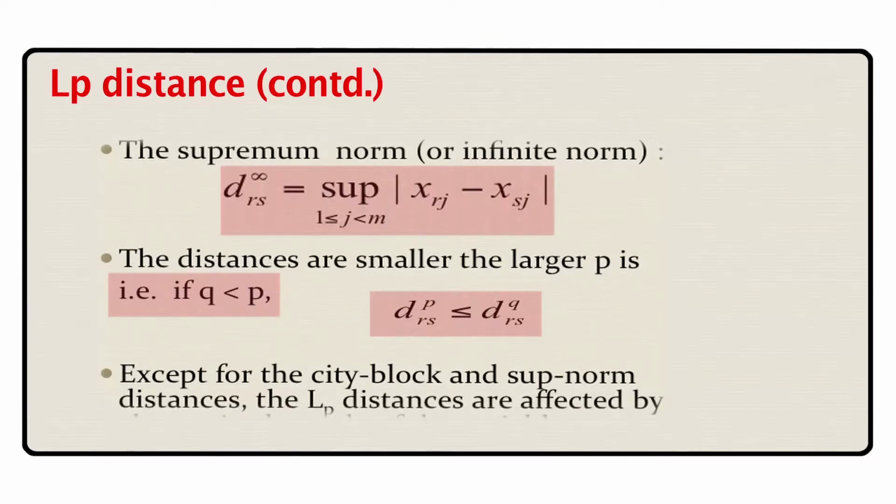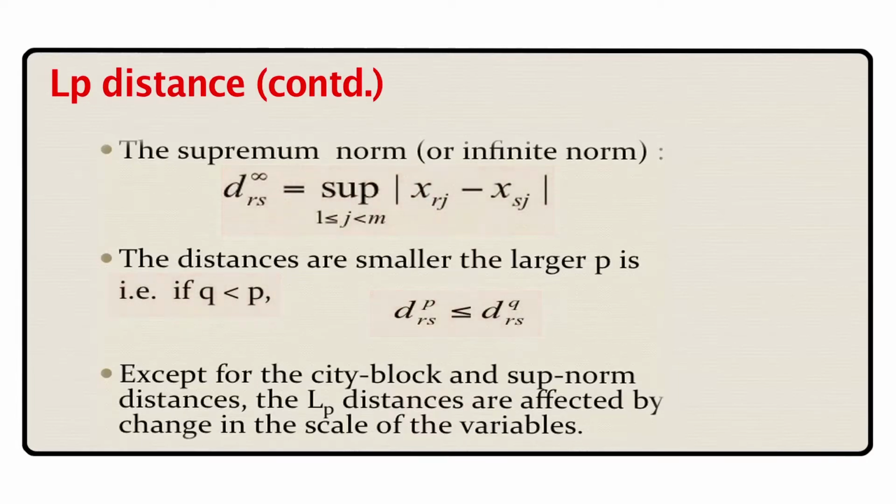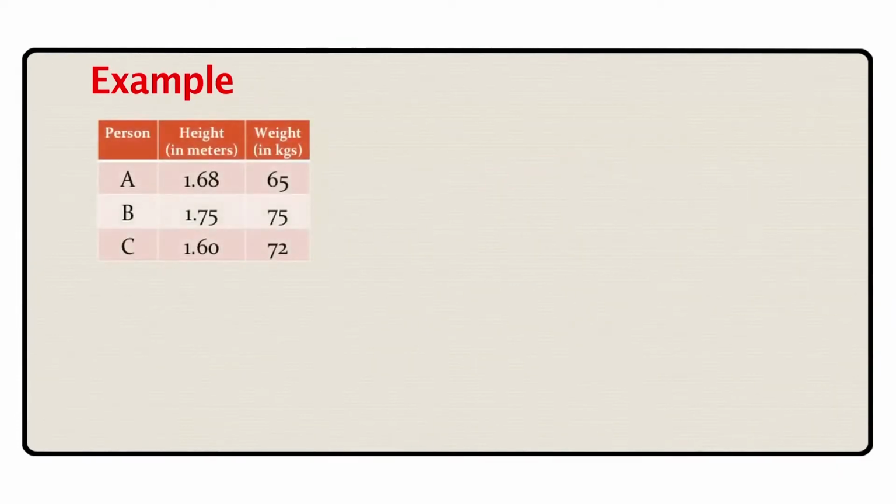But then one problem that arises when we look at distances is that the Lp distances are affected by a change in the scale of the variables. Of course, there are exceptions like the city block and the supremum norm distances, but all other Lp distances are affected by change in scale. What is meant by a change in scale? Let's look at an example.